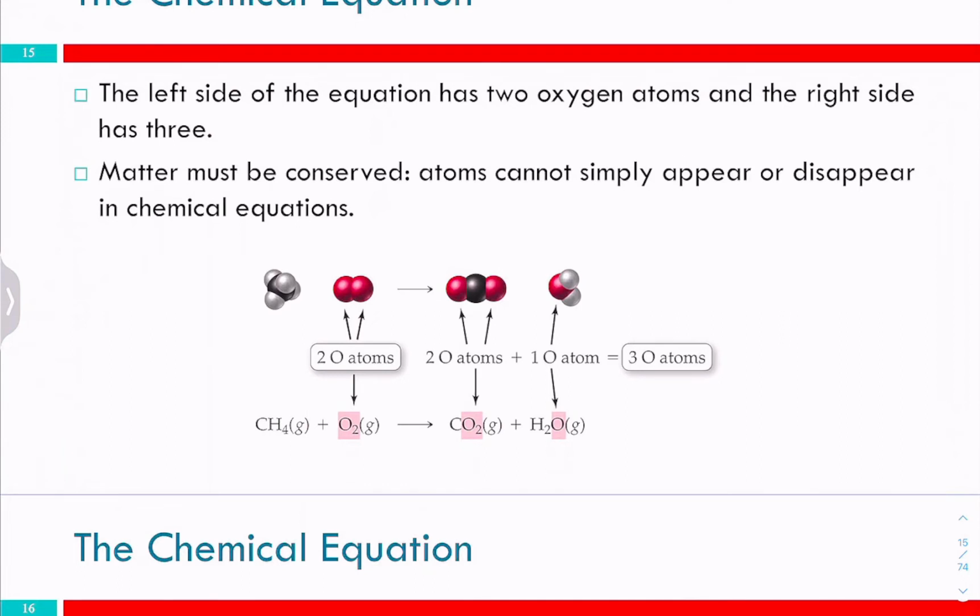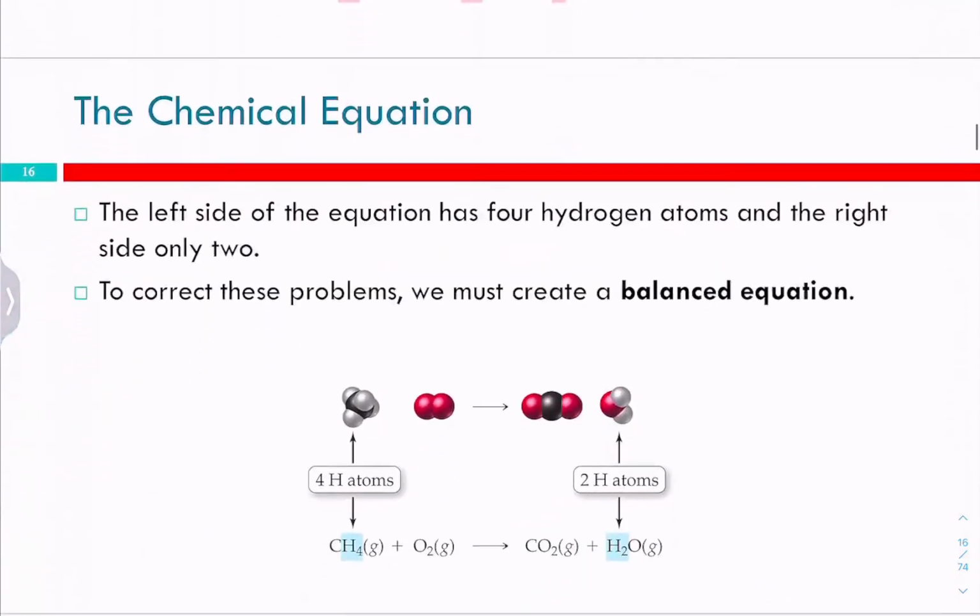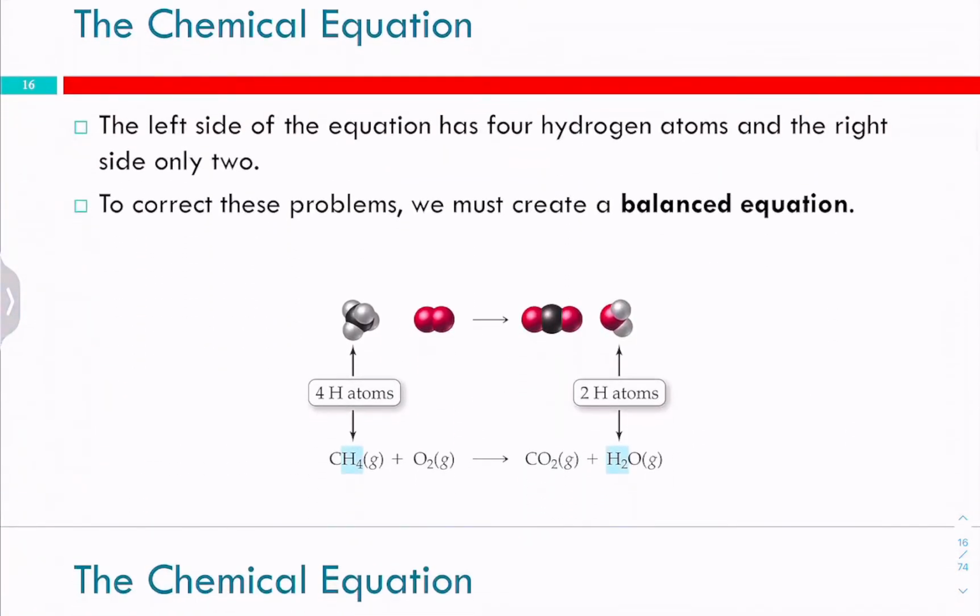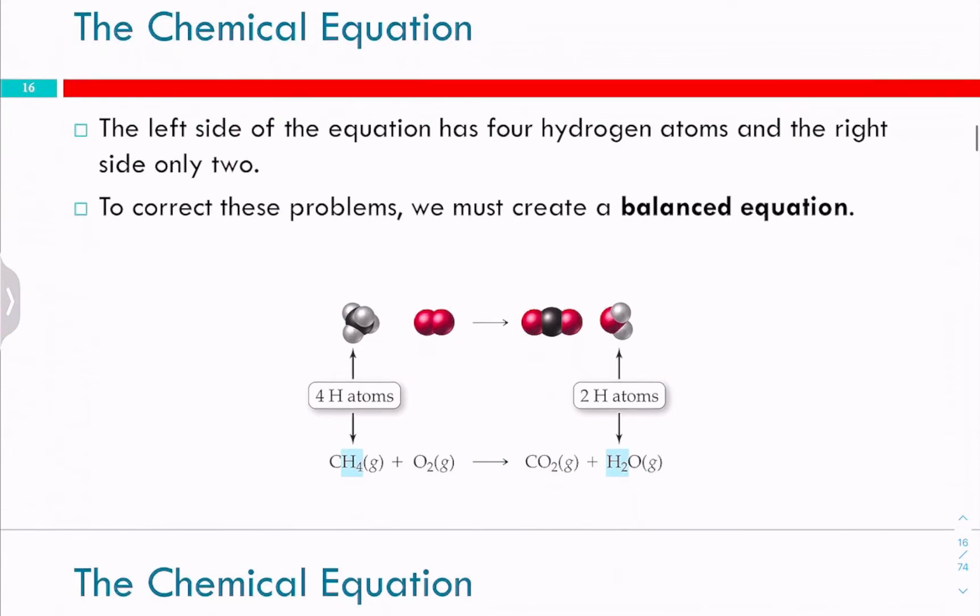Because of this, we have to balance it, and so we're going to need different numbers to make the products and the reactants equal. So to correct for this, the left side also has 4 hydrogens, and the right side only has 2 hydrogens. So we need to fix that too. And that's where we'll get to balancing chemical equations.